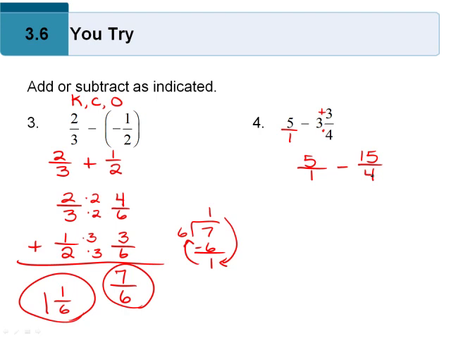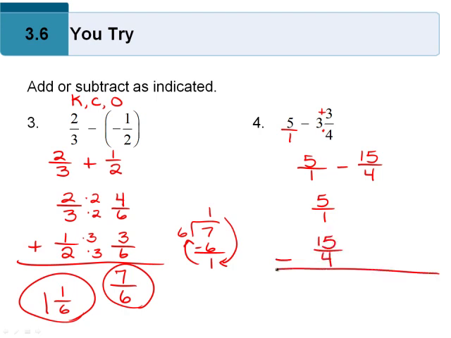Now here's one thing. On this problem, when it's subtraction like this, you could do keep change opposite, but you really don't have to. You could just keep it as subtraction. Here's why. Look at the original whole numbers, 5 minus 3. 5 is definitely bigger, so you could just keep that as subtraction if you wanted to. It might make it a little simpler. So we're just going to do 5 over 1 minus 15 over 4.